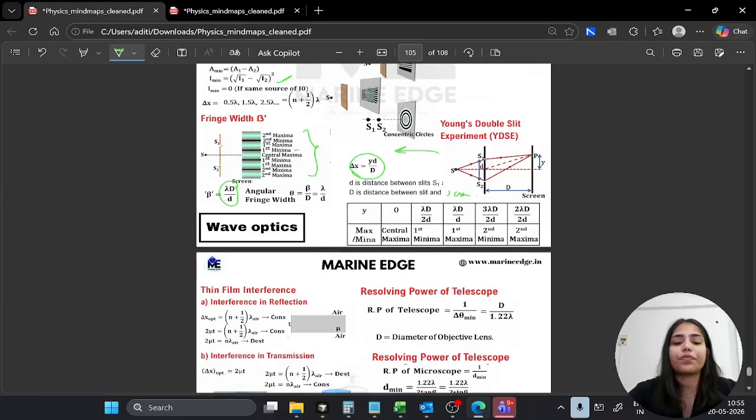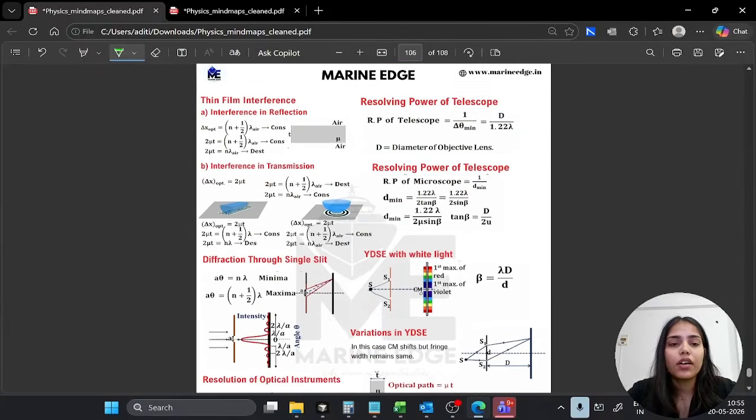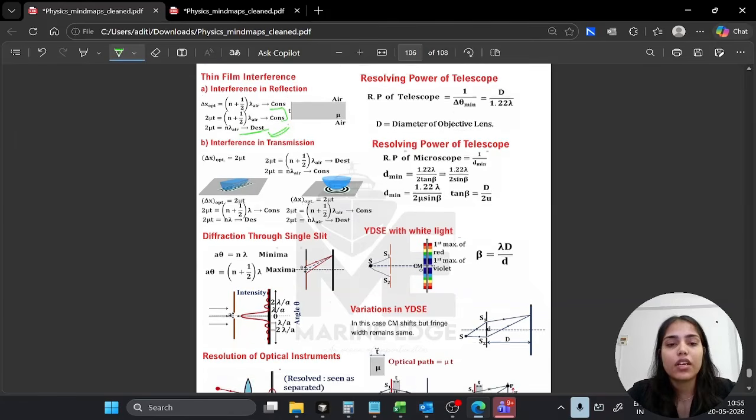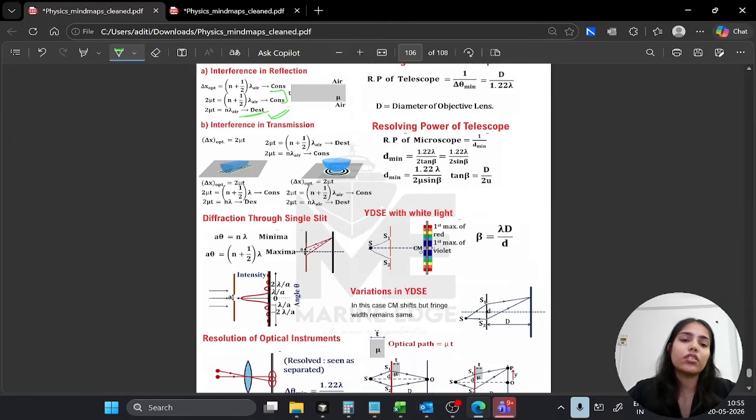Okay, now moving forward, interference and reflection. When we have reflection being formed, the constructive and destructive interference are formed like this: n lambda and (n plus 1/2) lambda, where one forms the constructive interference and the other forms the destructive interference. Now, when we talk about transmission, the interference structures are formed like this.